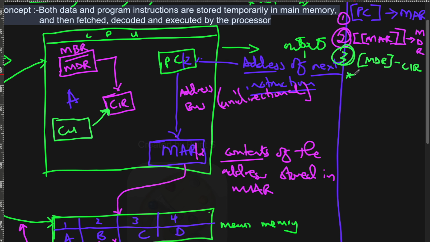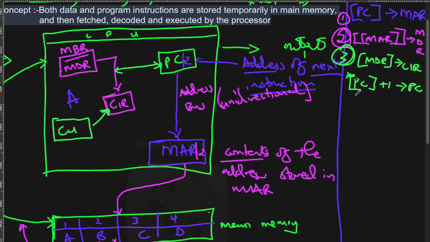It tries to get the meaning of the data that is in the CIR. I didn't mention this part. I love this process because it's actually a dual process. As soon as we have data moving from the MDR into the CIR, the value of the PC is also incremented, which means what was contained in the PC is going to be added by 1 and stored back again in the PC. I hope that makes sense.